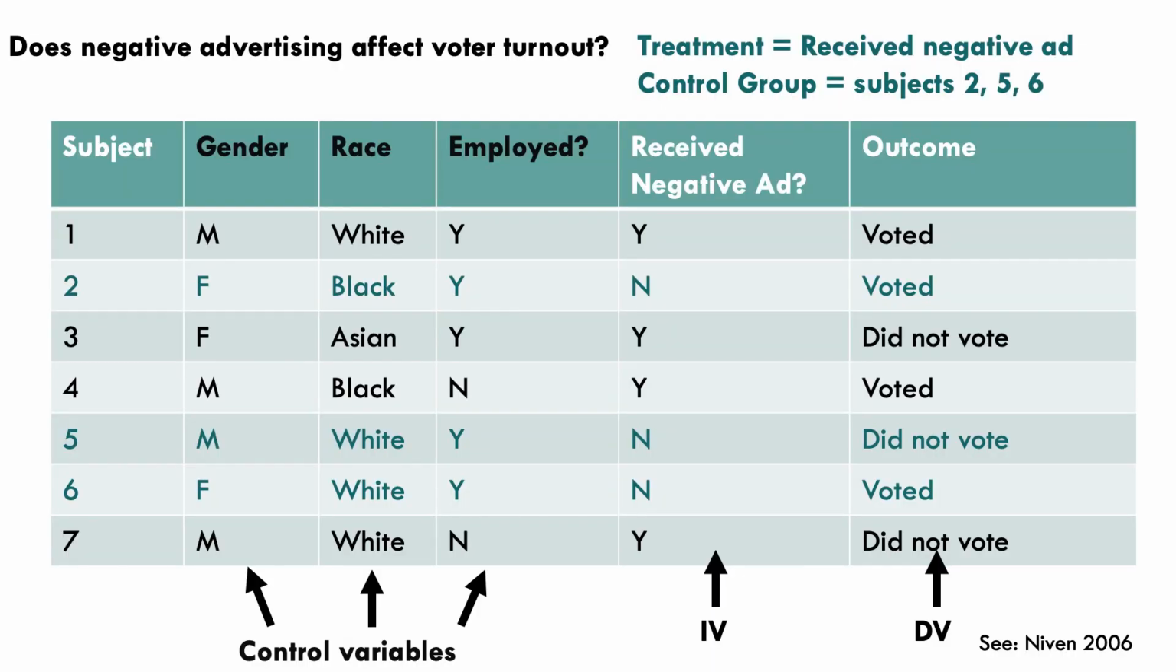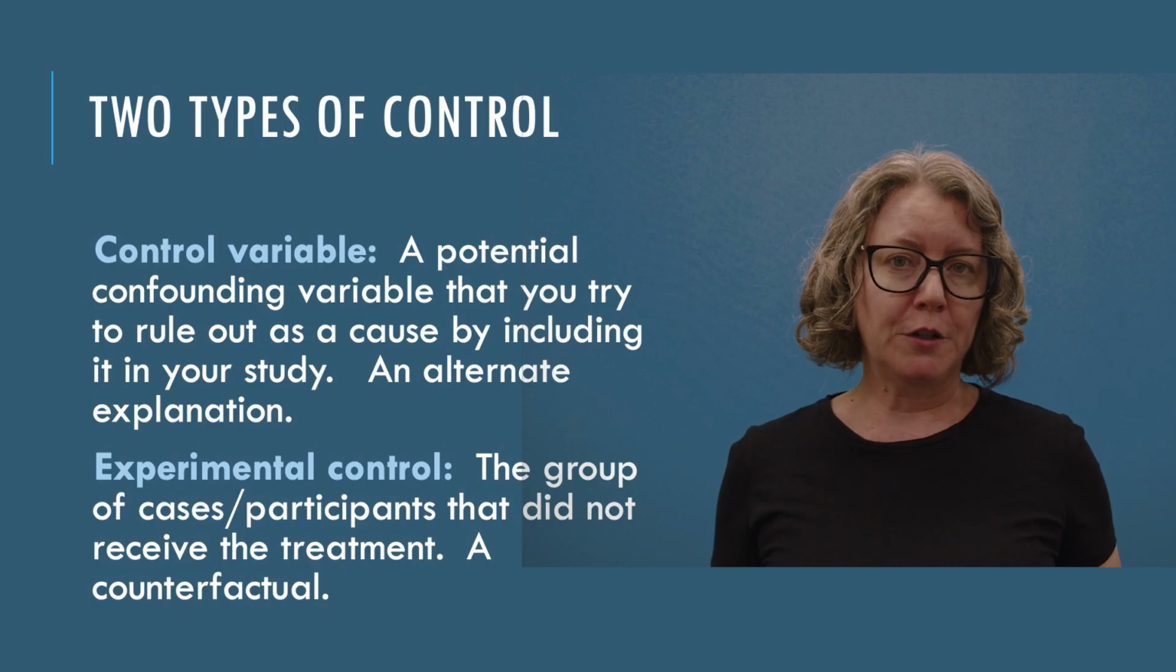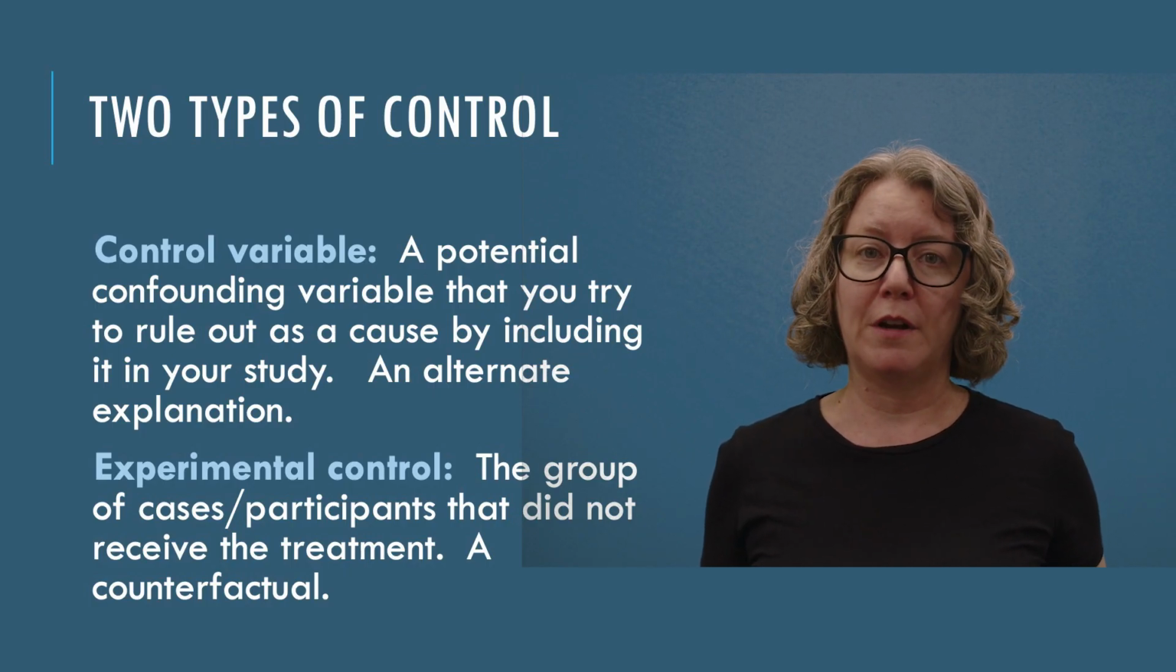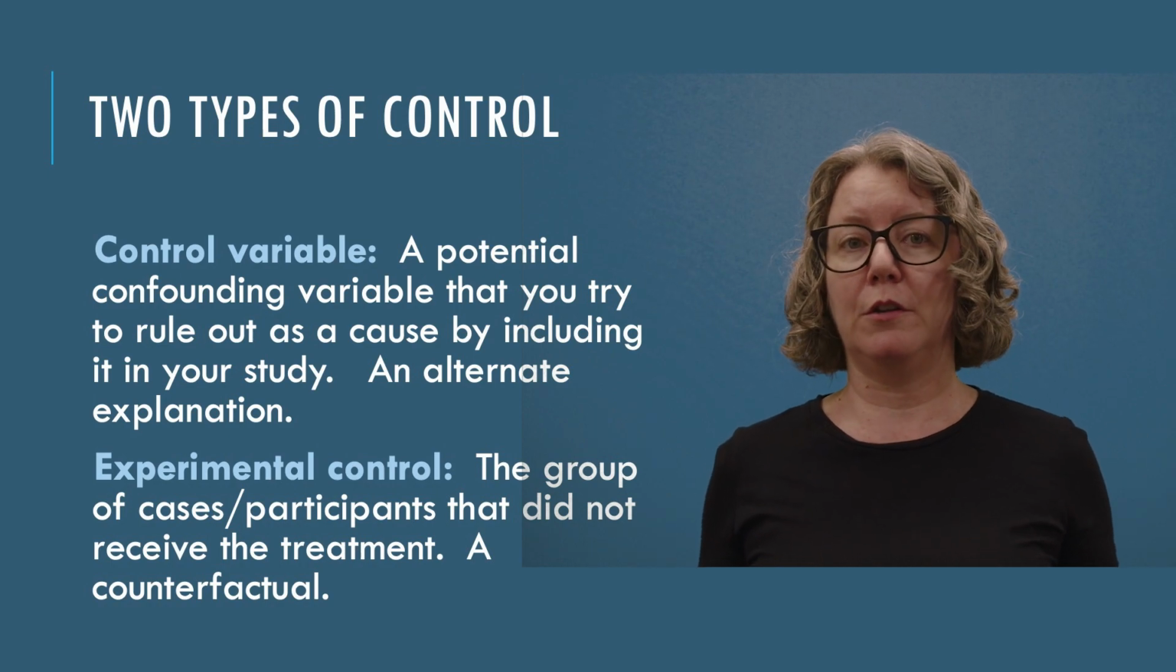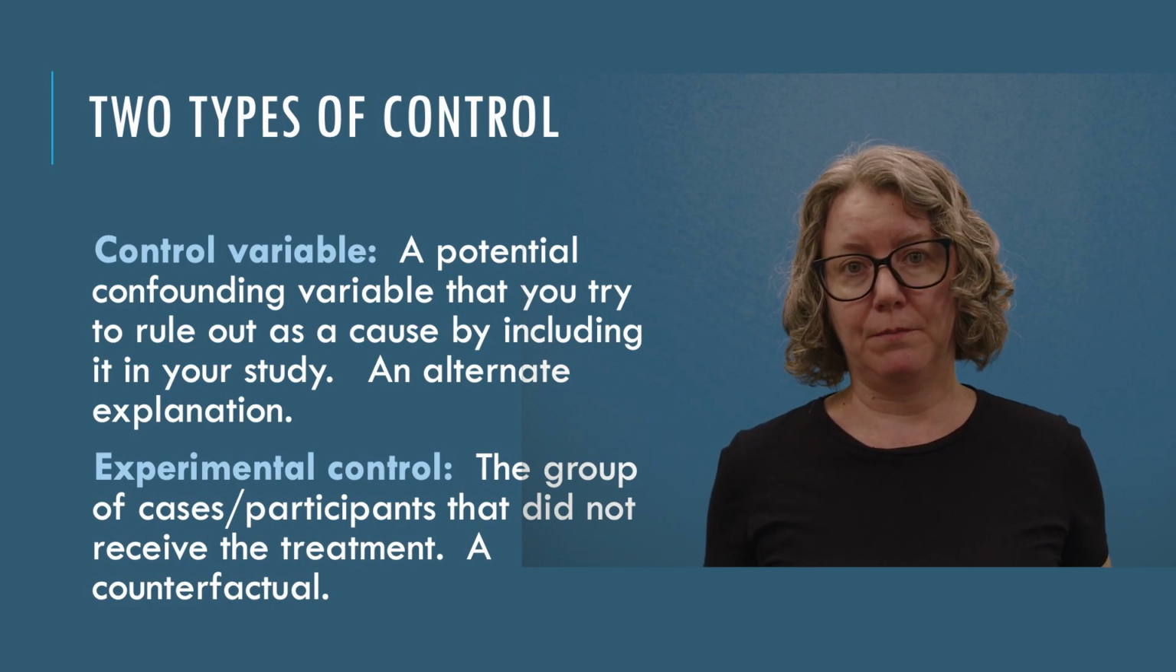Similarly, in our political advertising setup, the control variables are demographics like gender, race, and employment status. But the control group are the people who got the negative ad. Here, subjects 2, 5, and 6. With a large enough sample, your control variables should average out to be equal for both the control and the treatment groups. So those are the basics behind how experiments work.